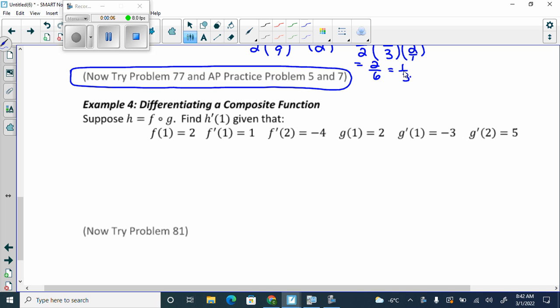What happens when we have an open dot? It means it's a composition of a function. So which one is embedded in which? G is embedded in F. So we have H equals F of G, technically.